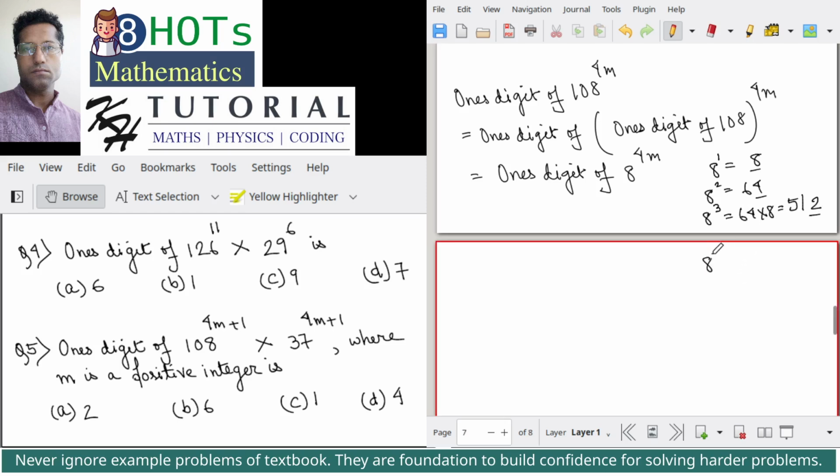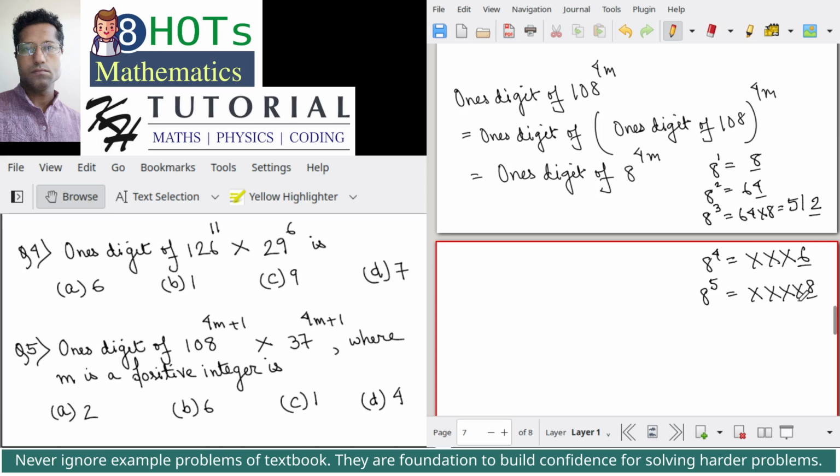Now 8 to the power 4. Since 8 to the power 3 is 512, I can easily say what will be the ones digit of 8 to the power 4. The ones digit of 8 to the power 3 is 2, and I will again multiply it by 8. So definitely the ones digit will be 6. So the ones digit of 8 to the power 4 will be 6. So 8 to the power 5, whatever the number will be, the last digit will definitely be 8. So see, 8 is back. The ones digit of 8 to the power 1 was 8, and again the ones digit of 8 to the power 5 is 8.